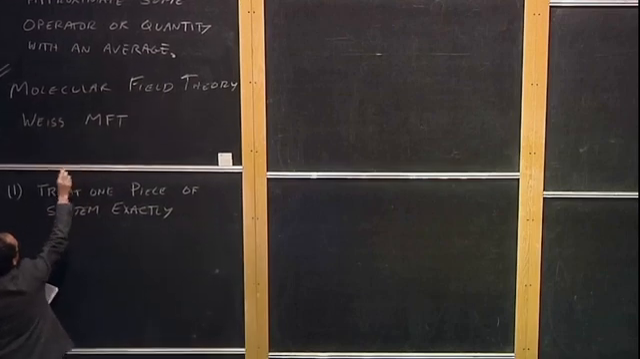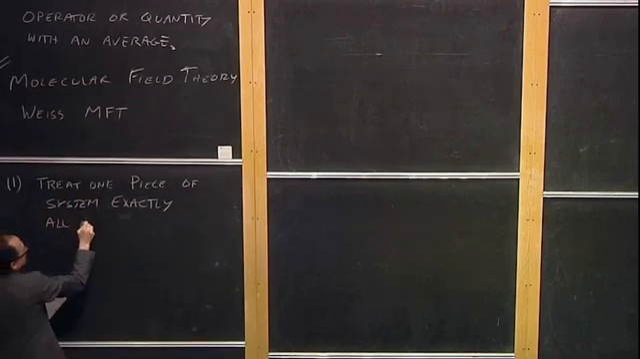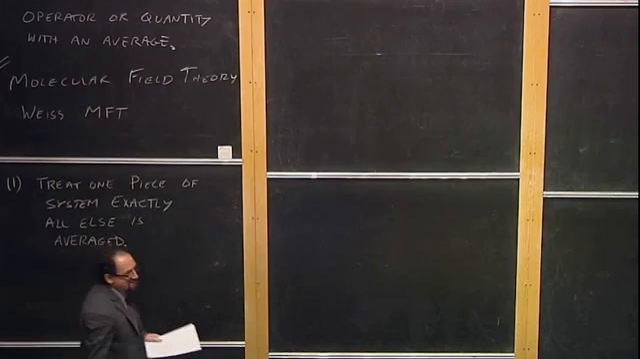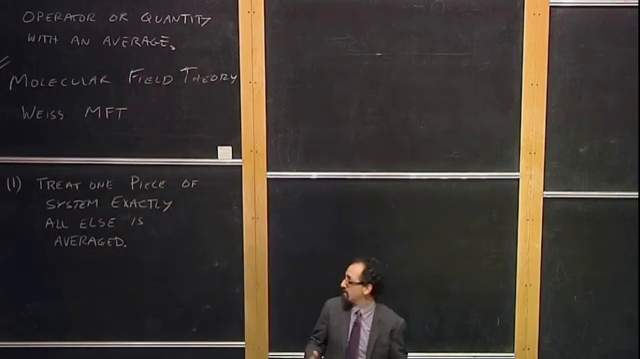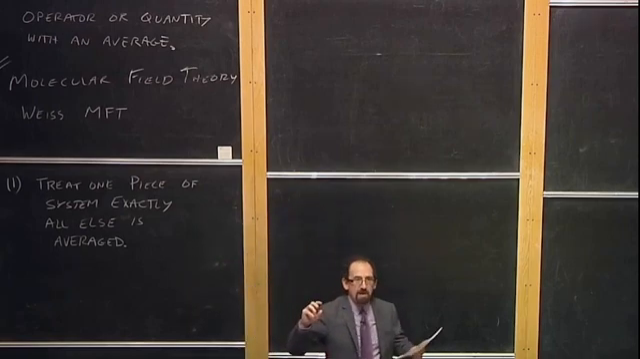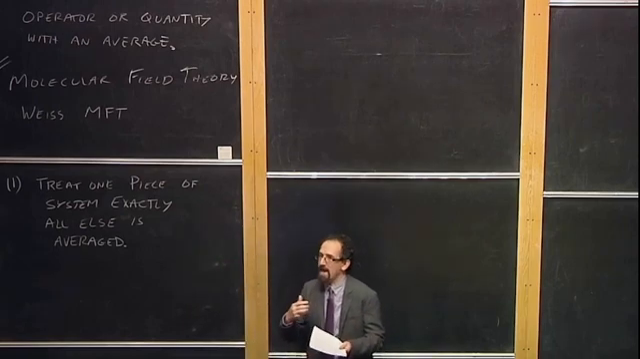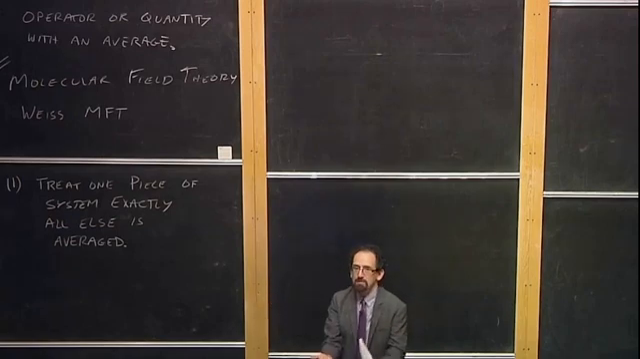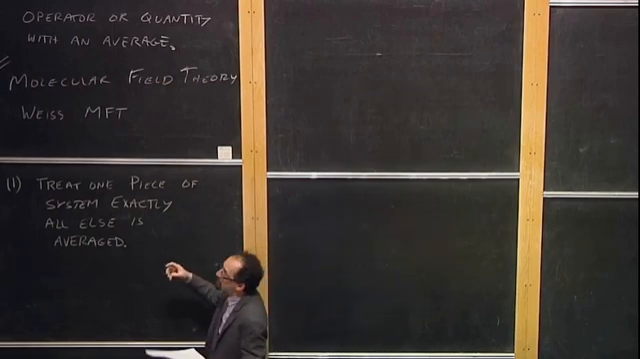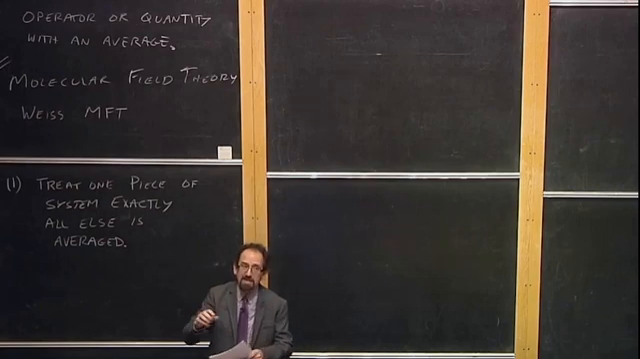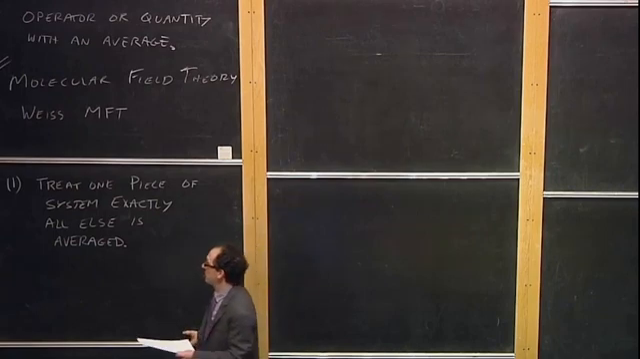Everything else should be averaged. All else is averaged. So we've actually seen something like this before. When we studied the Einstein model of the solid, we treated one atom exactly. We treated its quantum mechanics correctly, but we averaged the potential from all the other atoms. We made it into some rough average, and it just became an approximate potential well that that one atom is living in. So even though it was a very crude approximation, that one atom we treated very honestly. It was all the effect of all the neighbors that we approximated.